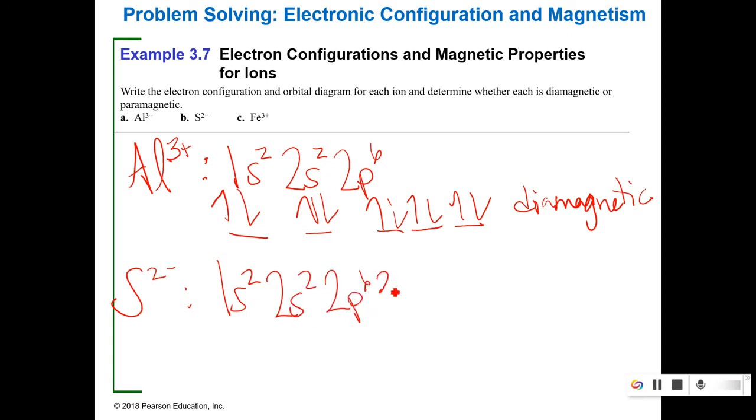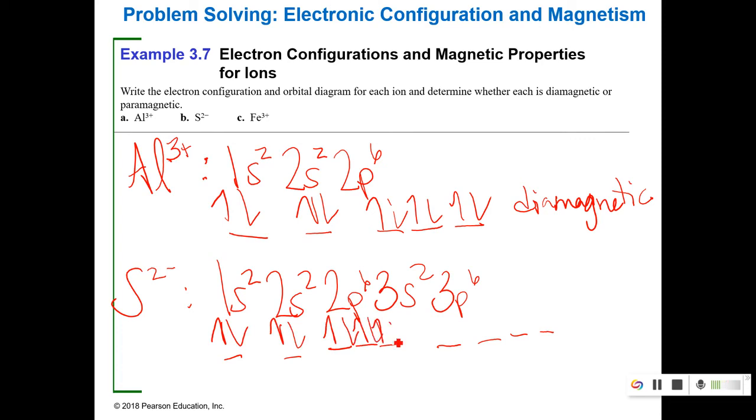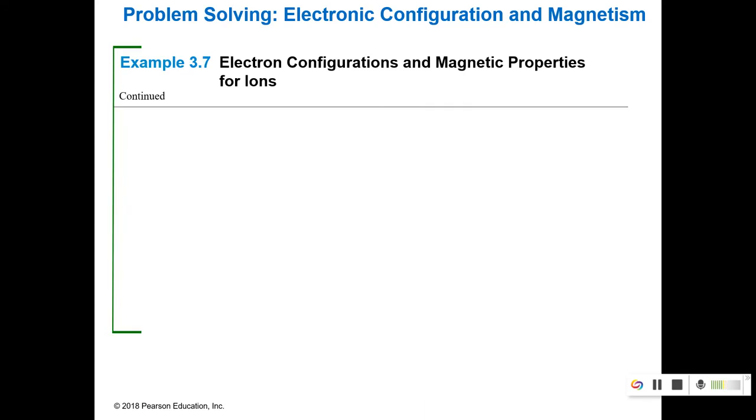Okay, 1s, 2s, 2p, 3s, 3p. Everything is full here, so this one is also going to be diamagnetic. But it's good to practice that we're filling everything in the correct way according to Hund's rule, Aufbau, and Pauli exclusion. Iron is different. Okay, so, that's not what I wanted. Well, we can go to the next page.